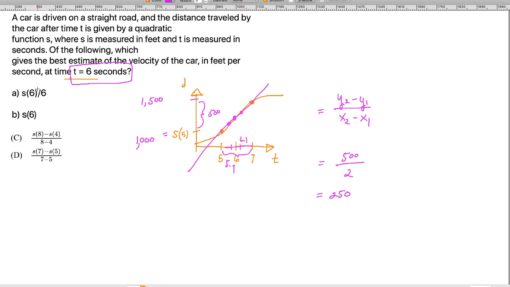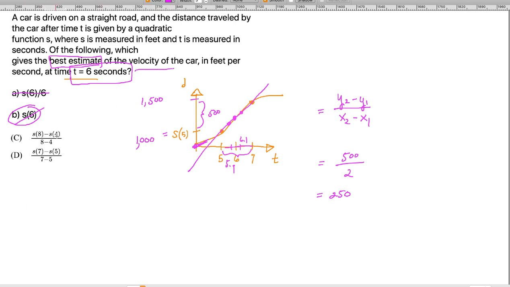But that's not one of the options. I want to find the best estimate, so I basically want the shortest time period. This one doesn't give me anything really. That comes from assuming the car starts off at 0, and it gives me its average rate, which doesn't mean anything. This other one gives me its position at 6 seconds. That's not right. I don't want its position at 6 seconds, I want its velocity at 6 seconds.